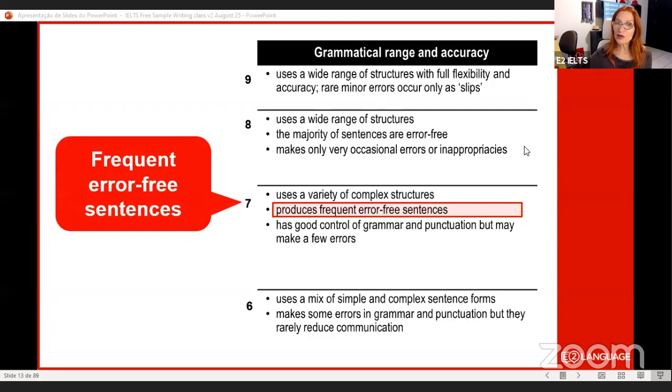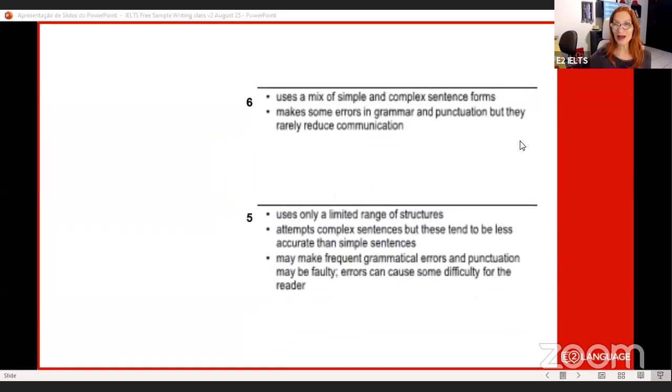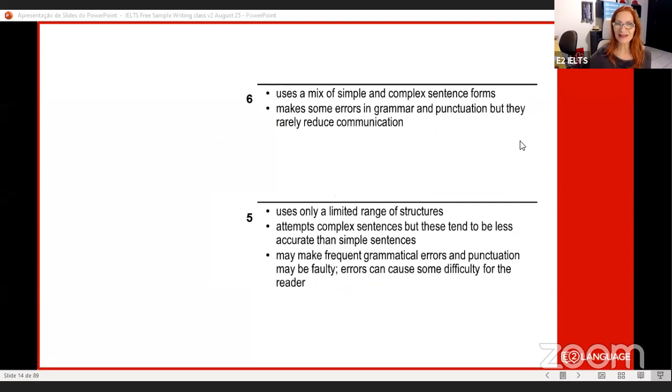For 7, you can produce frequent error-free sentences. So here you can see that now it's frequent, the difference of frequent and majority. This is the key here. So it changes. Yeah, vocabulary is important too. Today, the focus in this live class, we're going to be dealing with grammar as a focus, okay?